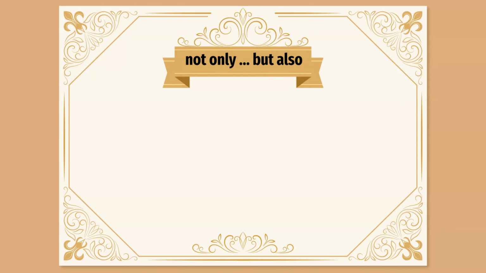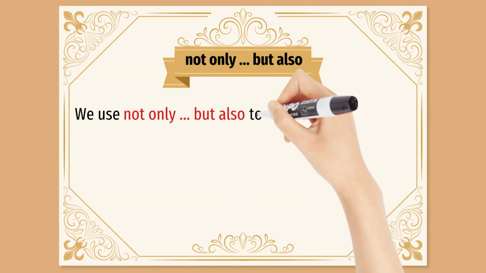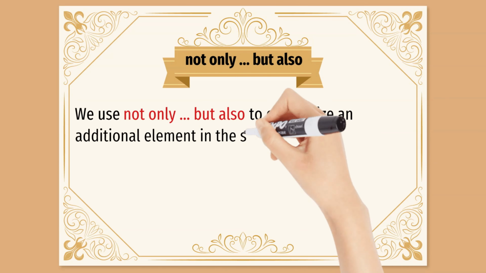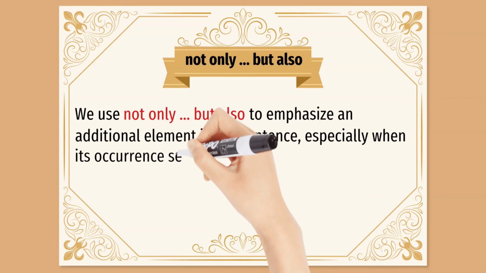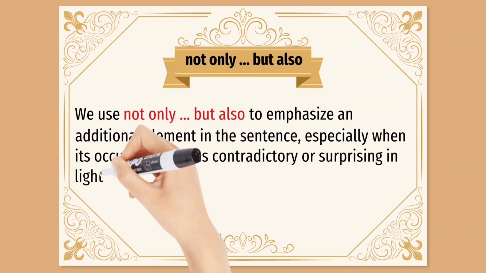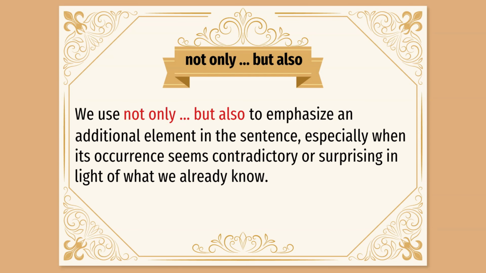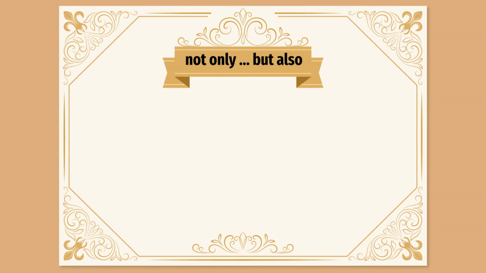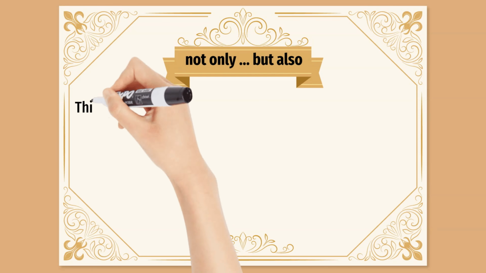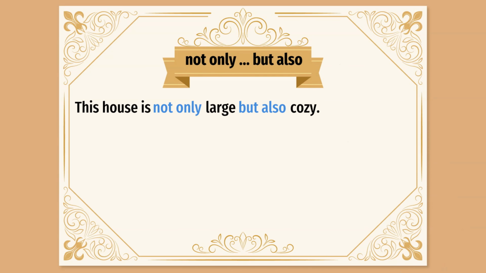Not only, but also. We use not only, but also to emphasize an additional element in the sentence, especially when its occurrence seems contradictory or surprising in light of what we already know. For example, this house is not only large but also cozy.